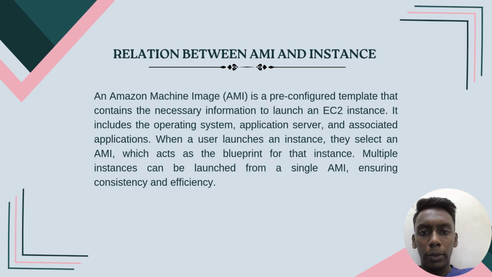Alright, in this slide we'll be seeing the relation between AMI and instance. You may ask, what is AMI? AMI is an Amazon Machine Image. This is a pre-configured template that contains the necessary information to launch an EC2 instance. It includes the operating system, application server, and associated applications. When a user launches an instance, they select an AMI which acts as the blueprint for that instance. Multiple instances can be launched from a single AMI, ensuring consistency and efficiency.